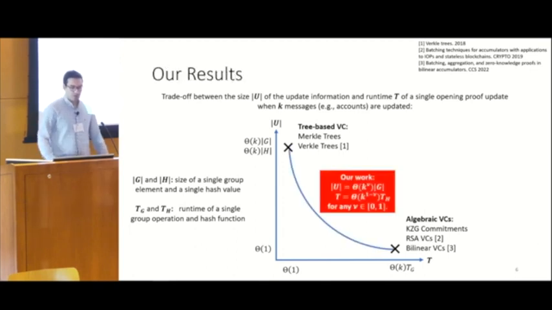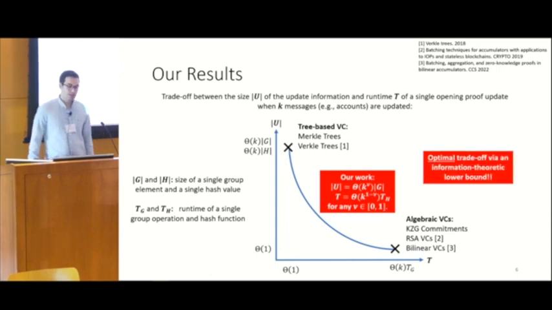Now, in our work, we can basically interpolate between these two, and we can achieve what I would like to call efficient updates by achieving an update information size and proof update complexity that scale as shown, as long as their product is equal to the number of updated messages. And furthermore, we show that this trade-off is optimal. You cannot beat that trade-off via an information theoretic lower bound. Okay, how do we achieve this?